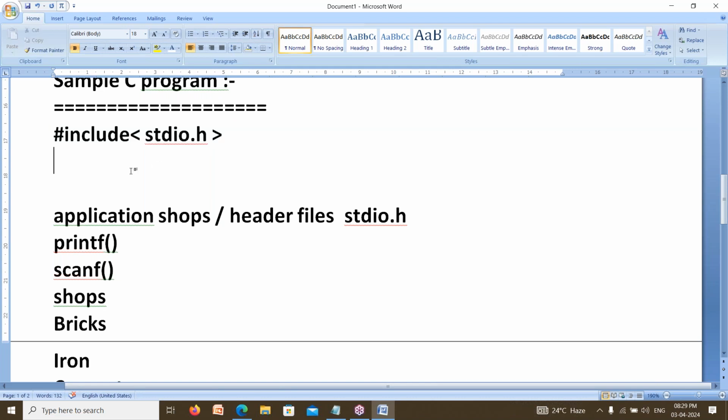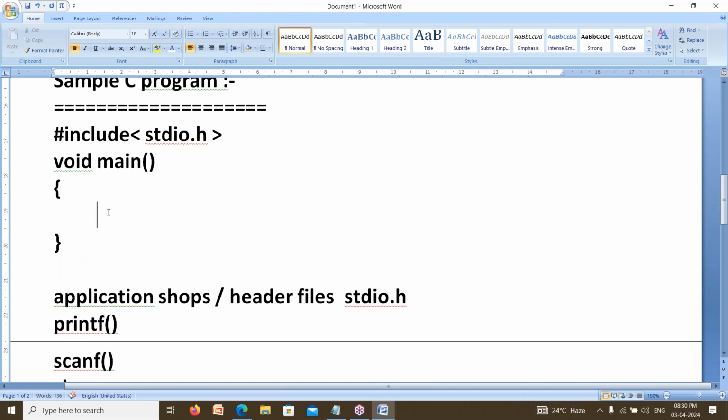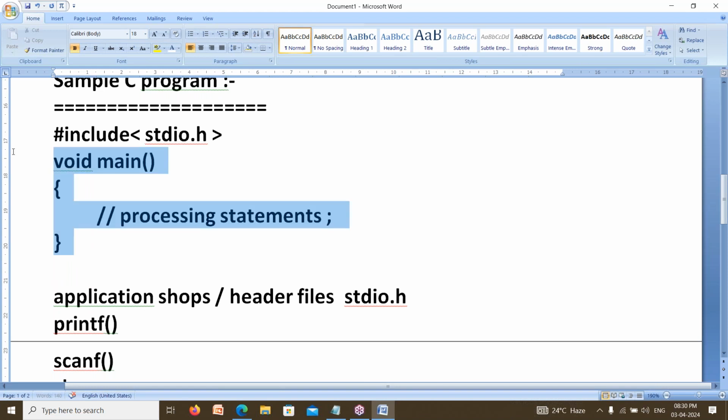Now, we need to write the solution inside the main method. The main method will be like this: void main. Inside these two curly brackets, we need to write the solution. It is called processing statements. It is the sample C program.